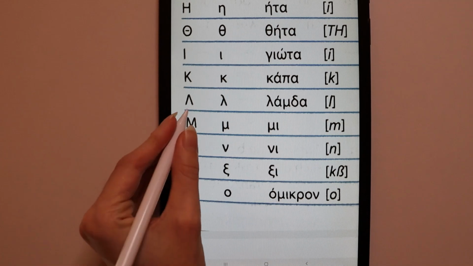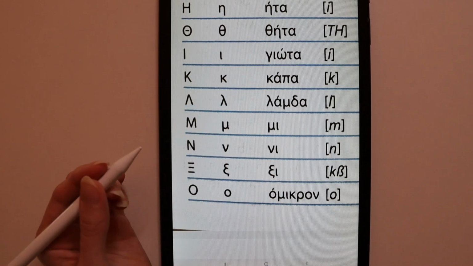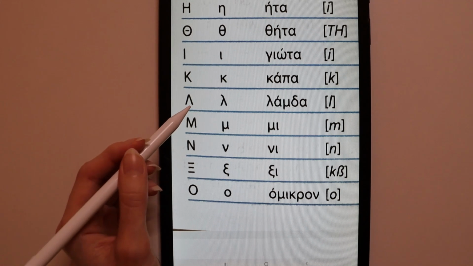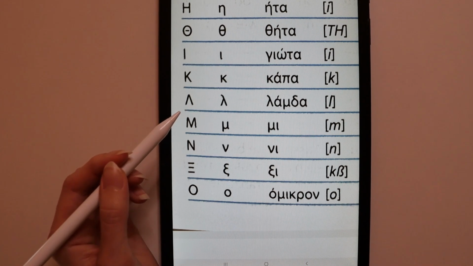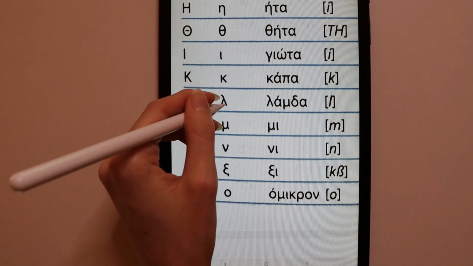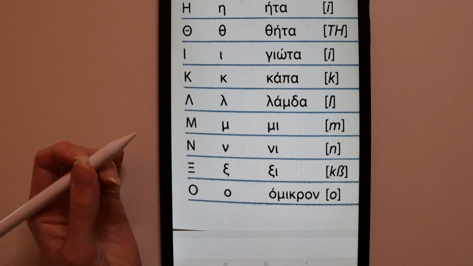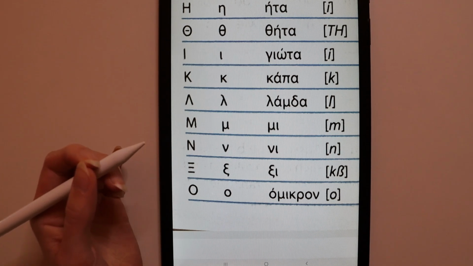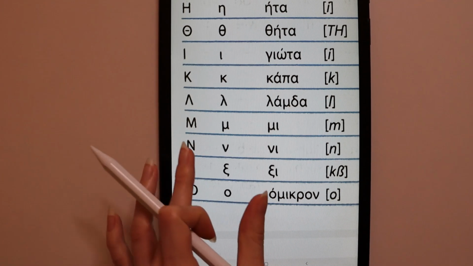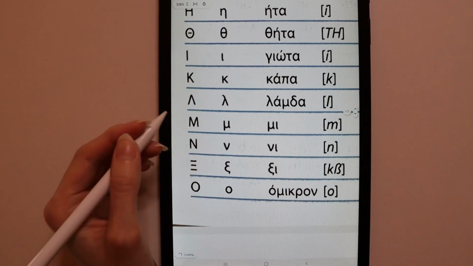And then we have lambda. Lambda is an L, and this looks kind of similar to the Russian L in the Cyrillic alphabet. A lot of things are similar to the Cyrillic alphabet, not just to the Latin alphabet. Lambda is an L.